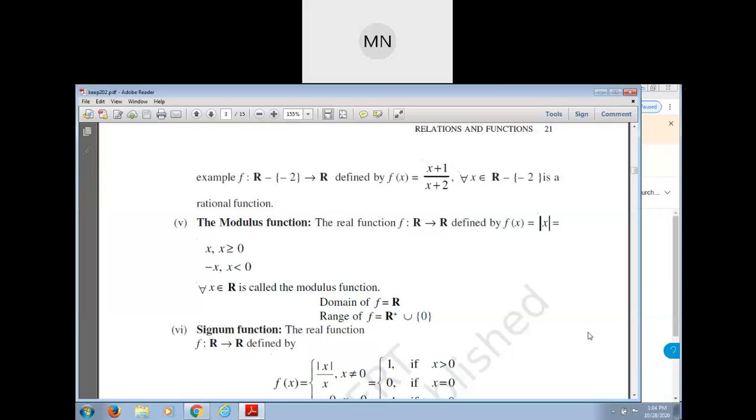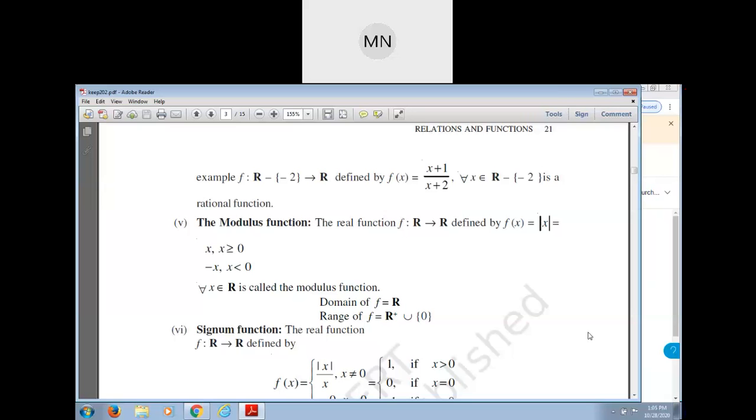When x is negative, the functional value will be minus x. And when x is greater than or equal to 0, it will be positive. So the domain of this function is also R, and the range is always the positive real numbers. Suppose we write modulus of -1, what will the value be?